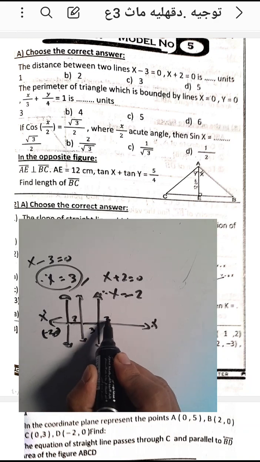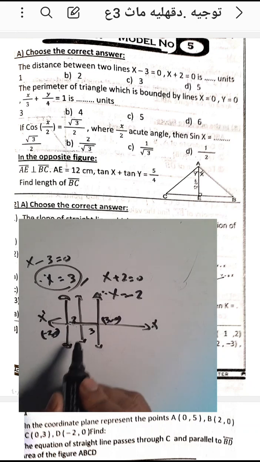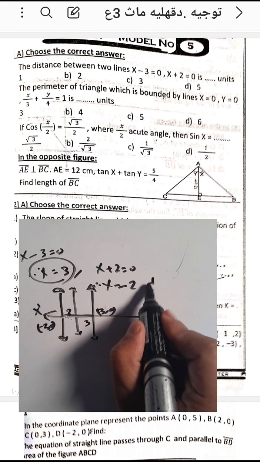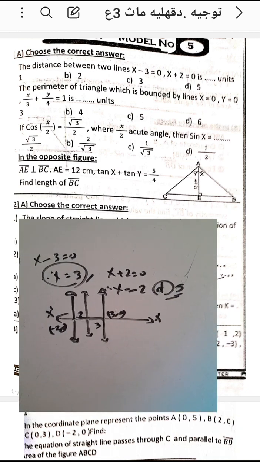We want to find the distance between the two straight lines. It will be 2 plus 3, which is 5. The result will be 5. Choose letter D for question number 1. Next question.